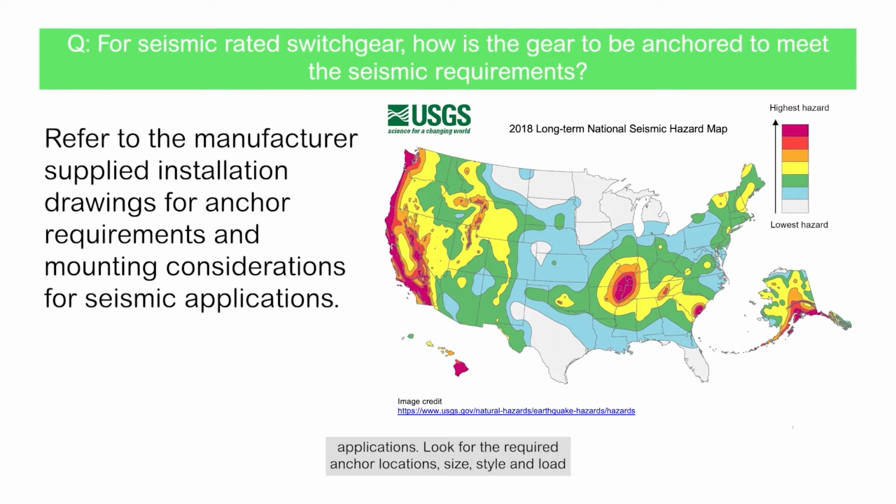Look for the required anchor locations, size, style, and load capacities, tension and shear, that may be specified on the installation drawings or specified by a third party. The mounting requirement details must be outlined and approved by the engineer of record for the project or building.